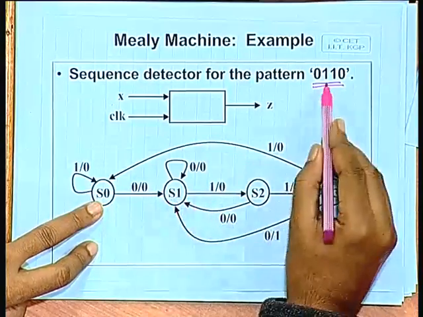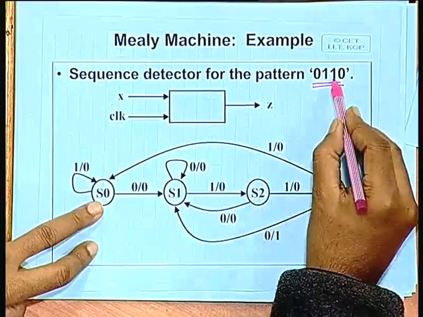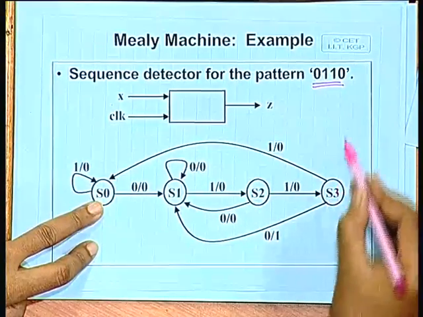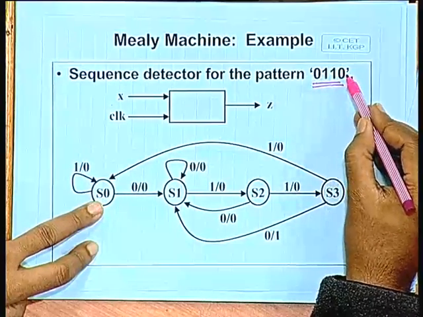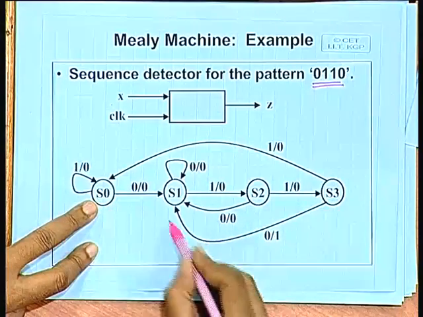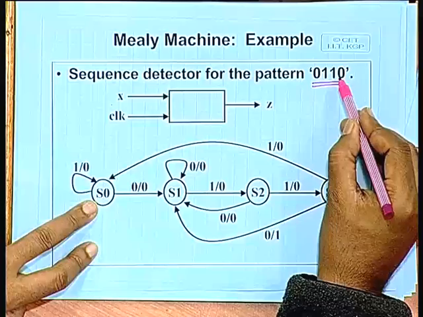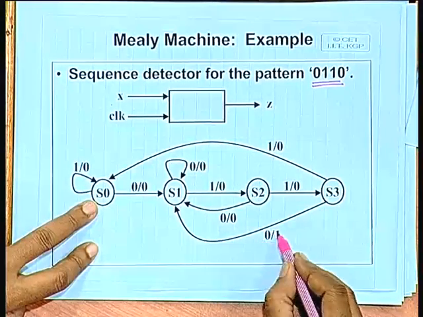Similarly, the next one leads us to S2, the third bit leads us to S3. Now, when we get the final 0, we have detected the pattern, but instead of going back to S0, we go back to S1, because this 0 is possibly the beginning of the next pattern, we do not know. That is why we move back to S1, not S0, and here you see that the output is 1.